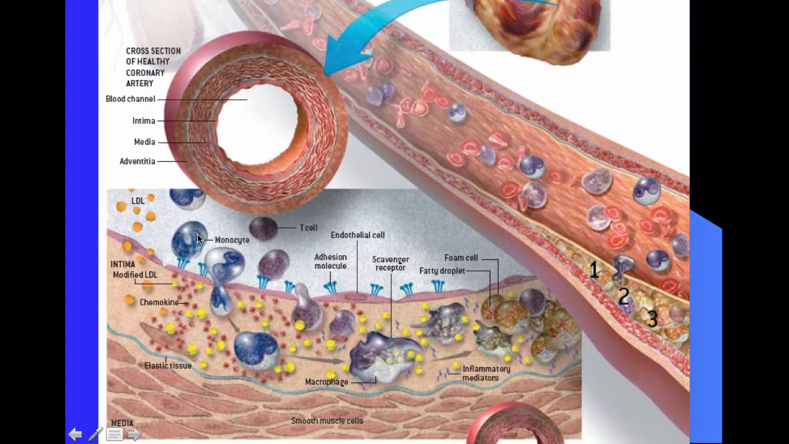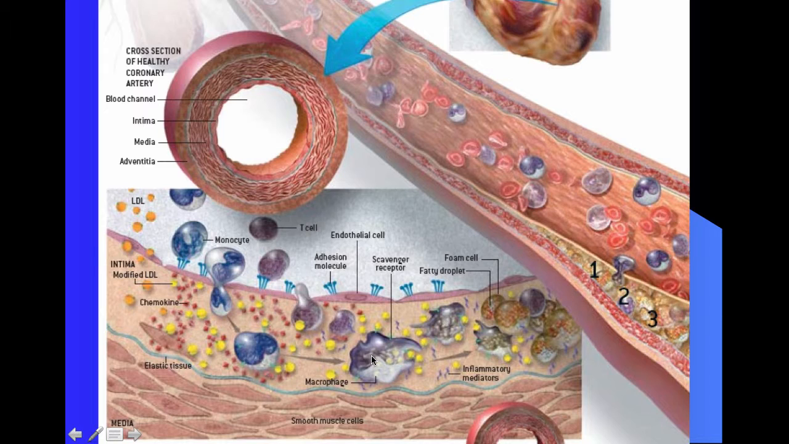Okay, so step 2 is called macrophage accumulation. This is when the monocytes are attracted by the chemokines and the monocytes bind to the adhesion molecules. The monocytes then pass between the endothelial cells and into the intima. In the intima, the chemokines cause the monocytes to convert to macrophages. Here's my cursor. See the way they're converting here? They're converting from a monocyte into a macrophage.